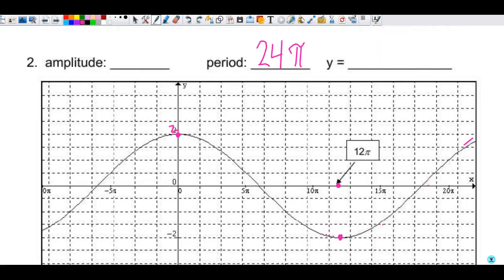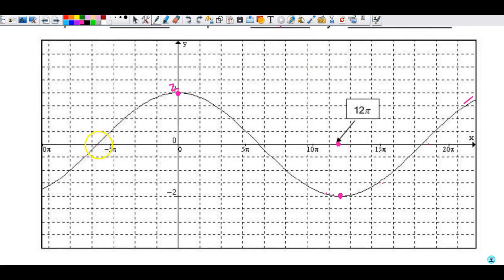I want you to think about this. Could I have started here and done sine instead, and then I'd be writing a sine equation and not a cosine equation? Then they would look different.